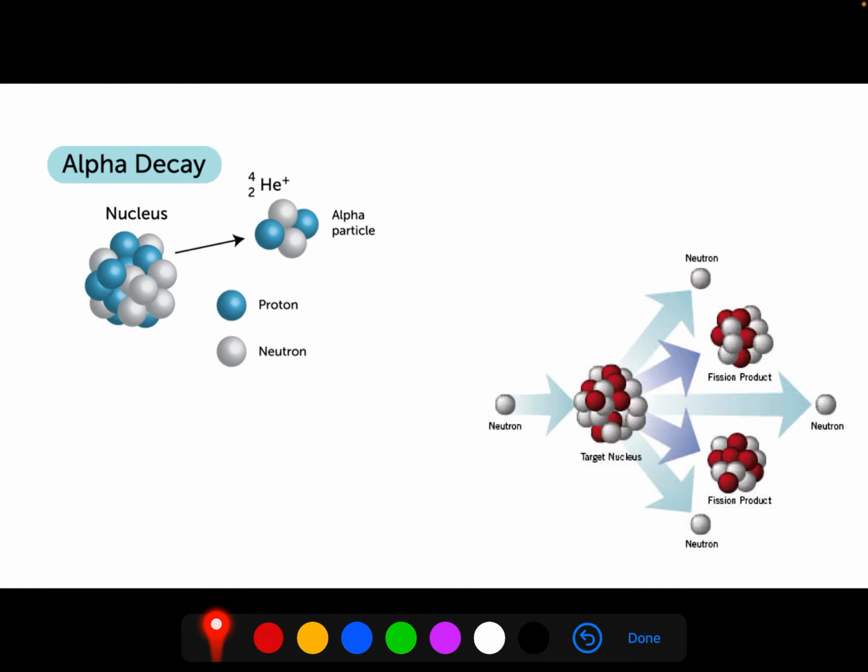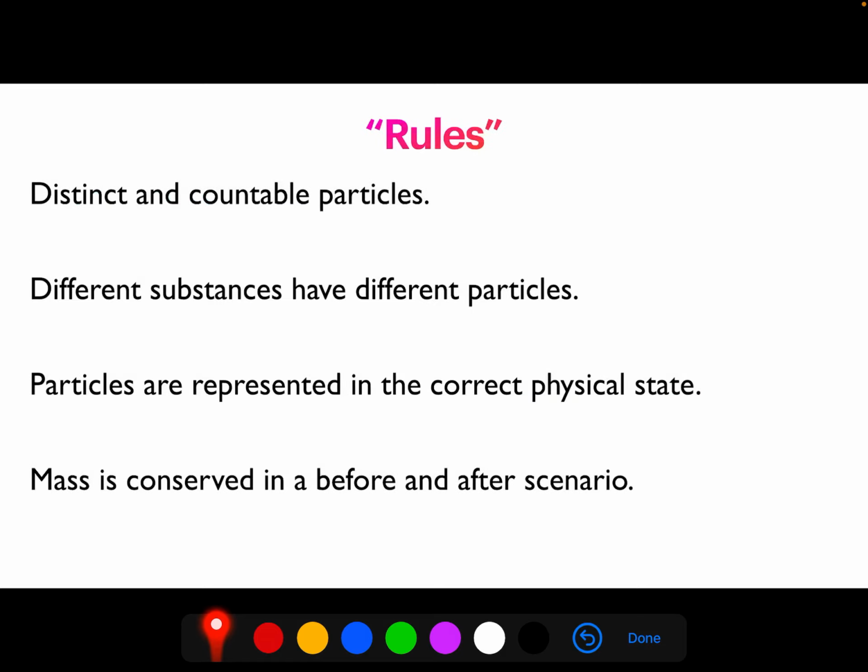What is a particle? Well, really the definition of a particle is a little bit loose. It just means kind of a small thing, right? So when I'm talking about particles and I'm talking about those particles being distinct and countable, I may be talking about atoms, I might be talking about compounds, I might be talking about inside of an atom, protons, neutrons, electrons. So the word particle loosely describes something that's small, all right?